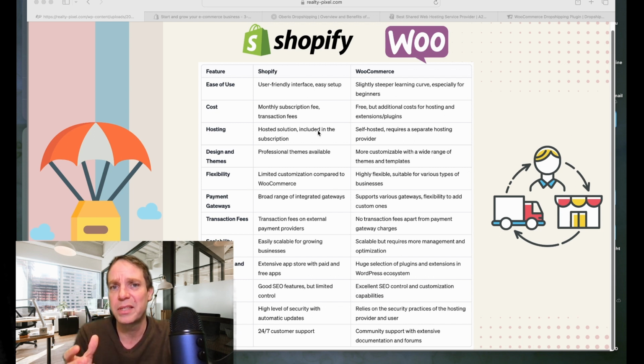This point on the cost side goes definitely to WooCommerce, and the same goes for hosting. You need hosting, where you can host your domain name and the files of your store. This is included in Shopify, in the subscription fee, and this is why it's a little bit more expensive. For WooCommerce, it is self-hosted. You have to find your own hosting company, and you have to register your own domain. But the good thing is you can choose the cheapest hosting service and the cheapest domain provider.